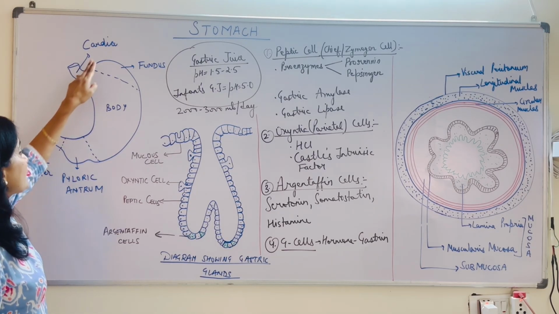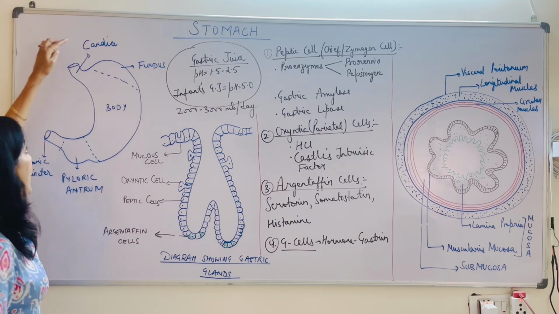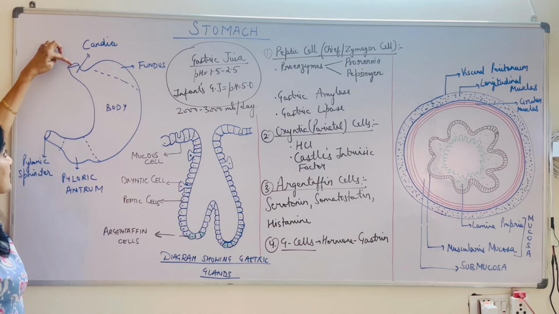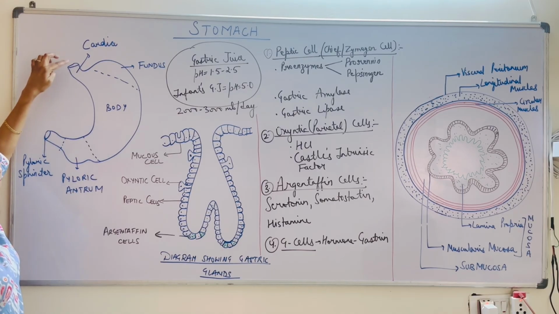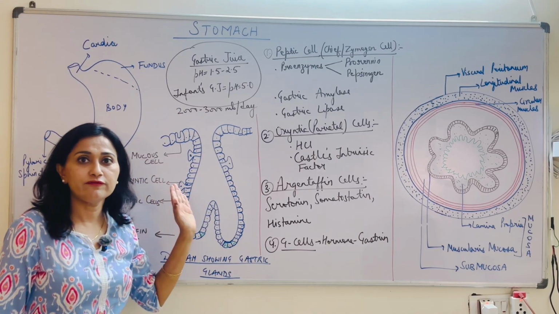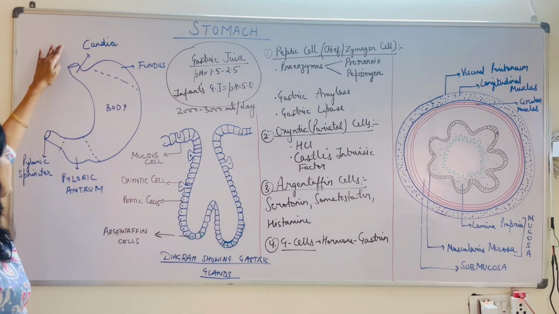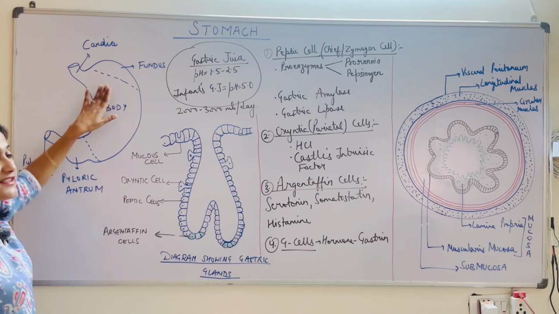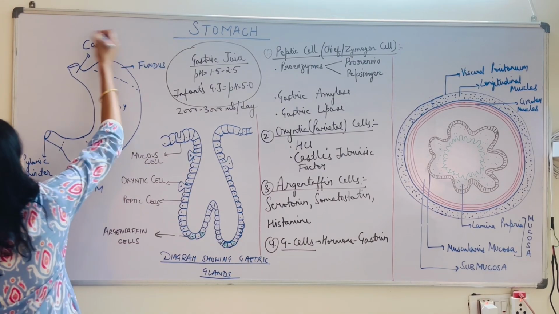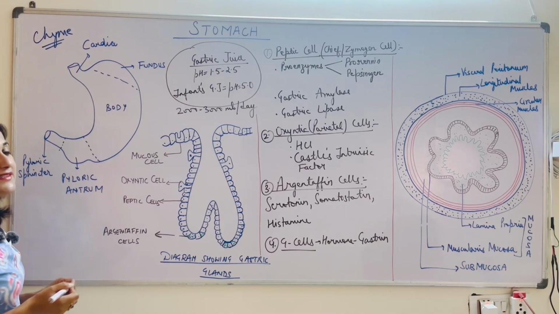The cardiac part, as the name suggests, is the region nearer to the heart, and the connection here is the cardiac sphincter, in which the esophagus is leading. The food in the form of balls called bolus is coming from the esophagus and entering the stomach. Then when the food enters the stomach, it is known as chyme. Food in the stomach would be known as chyme.